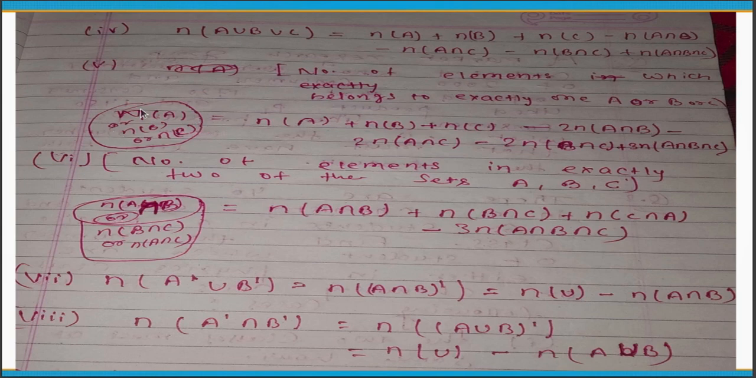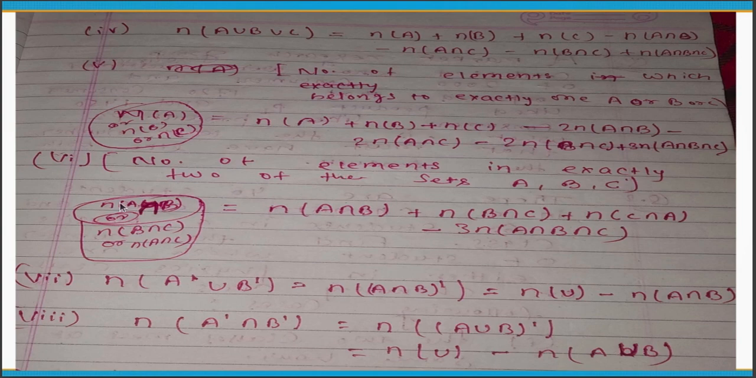Number of elements which belong to exactly one of A, B or C, that is, elements in only one of the sets A, B, C: number of A plus number of B plus number of C minus 2 times number of A intersection B minus 2 times number of A intersection C minus 2 times number of B intersection C plus 3 times number of A intersection B intersection C.